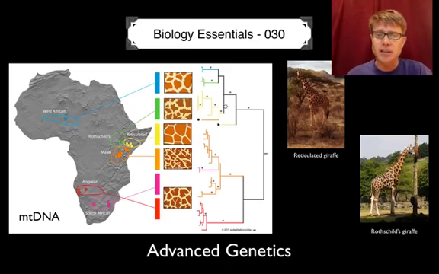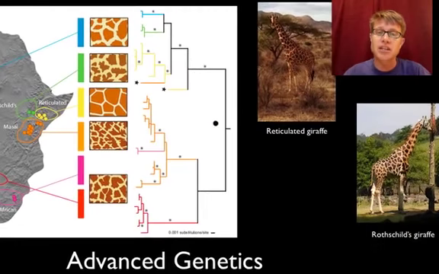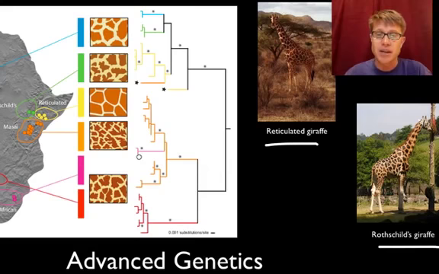I thought I'd start by tying together some of the things we've talked about this year already. This is a phylogenetic tree of giraffes in Africa, and two that I've pictured here are the reticulated giraffe and the Rothschild's giraffe. And what we find is that even though they look very similar, they actually lie on two different branches of the phylogenetic tree.